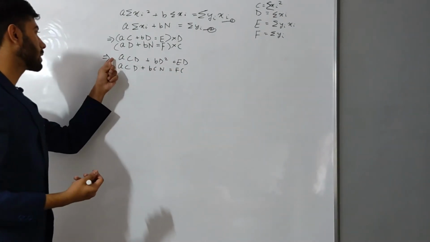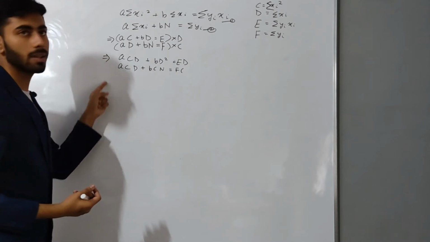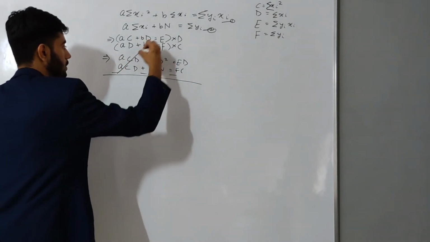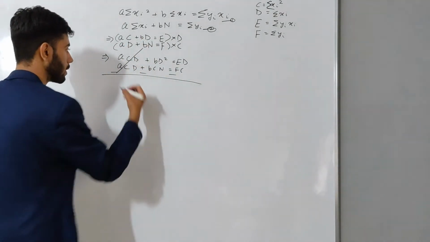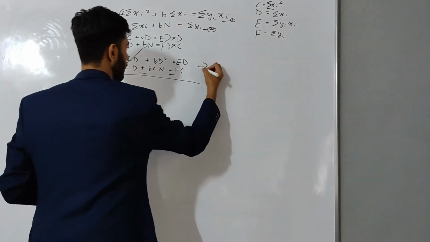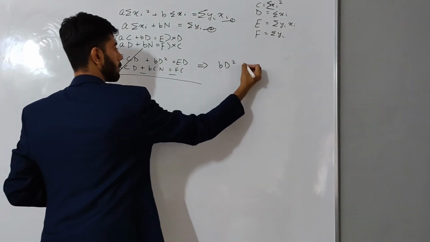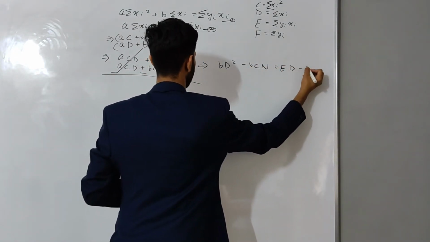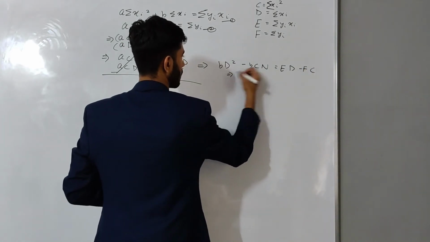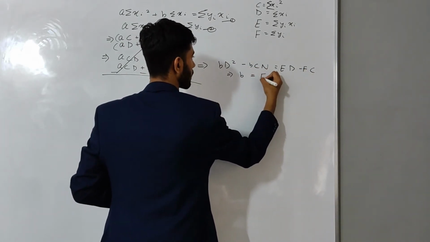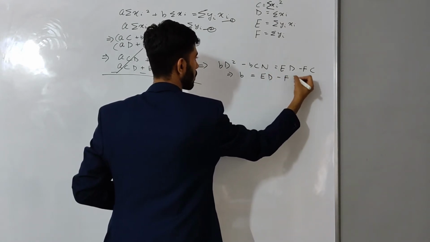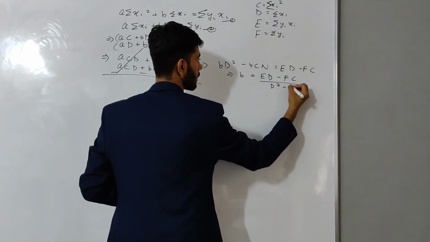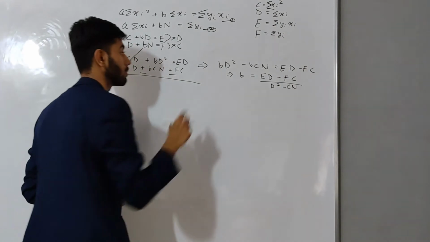Now here you can see that in both the equations I have the term containing a equal. So I'm going to subtract equation number 2 from equation number 1, so that these terms get cancelled. The terms containing a get cancelled, and the new equation is going to be bd square minus bcn is equal to ed minus fc. Now I am going to take b common and transpose the rest of the values to the denominator. So this is my new equation. This is the value of my b.